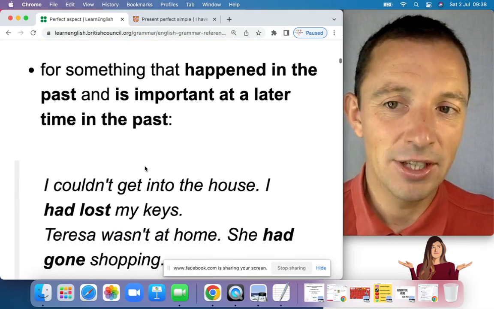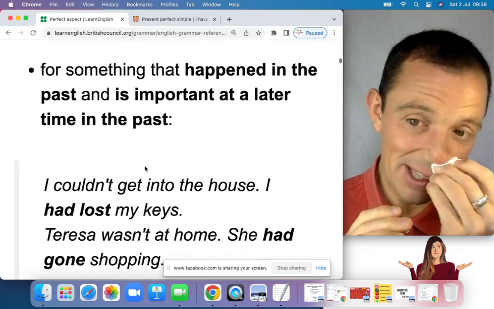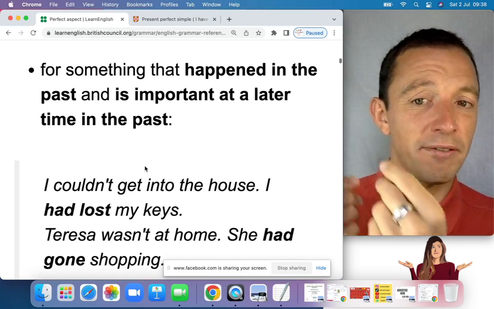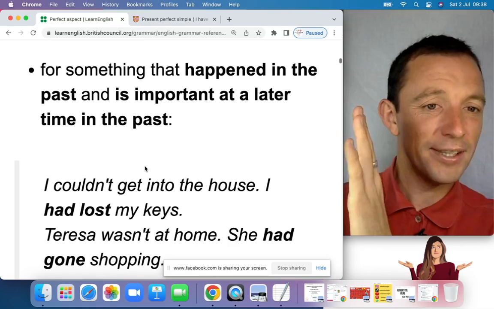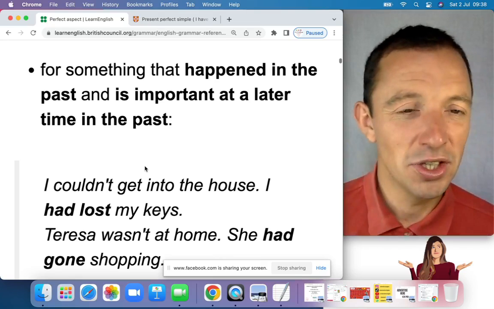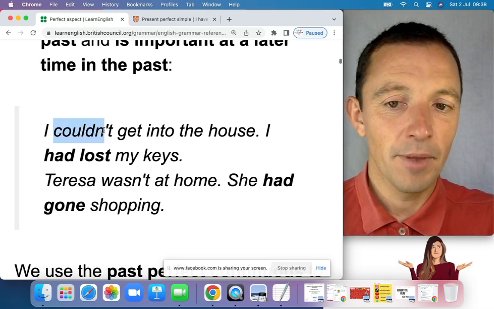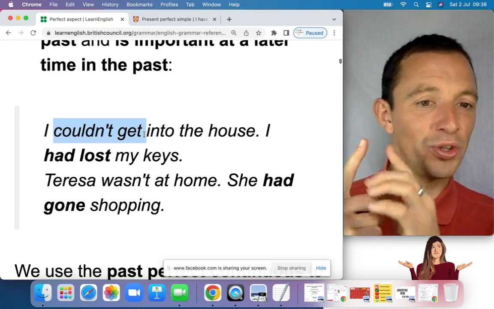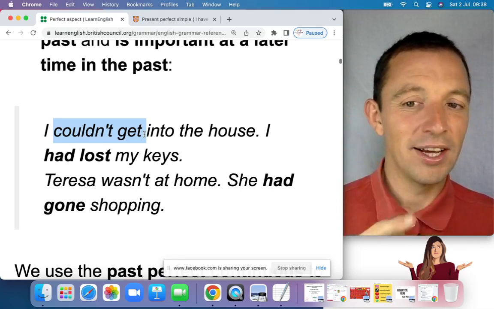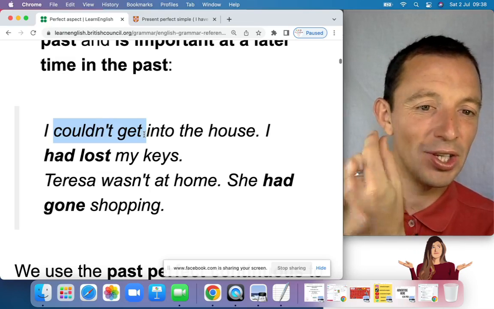Okay, the next description: something that happened in the past and is important at a later time in the past. So the past perfect is used for something that happened in the past and is important at a later time in the past. So again, they're all very similar descriptions. So let's look at this example. In the past simple, I could not enter the house. I could not get into the house. I could not enter because I had lost my keys before that moment. So here is the past simple.